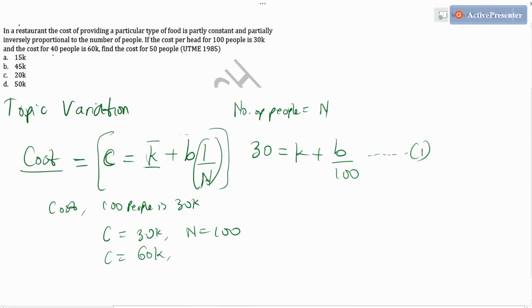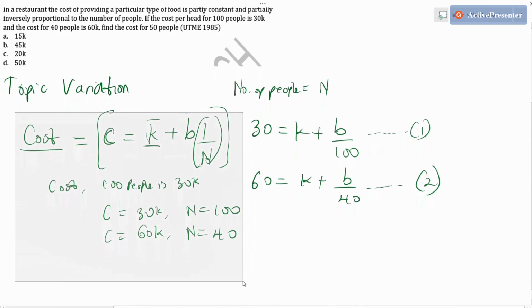Then they said the cost for 40 people. So how many people? 40 people, and the cost is 60k. So we're going to write 60k. How many people? 40, so n is 40. Quickly let's write that down. Since the cost is 60k, let's replace c with 60, equal to k, the k part remains, plus b all over 40. So guys, we have this nice and easy.